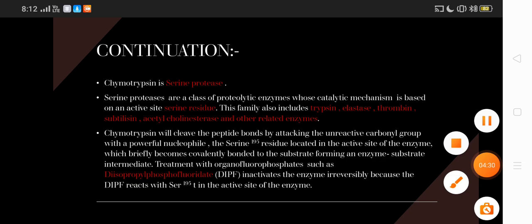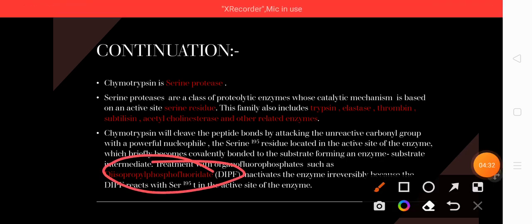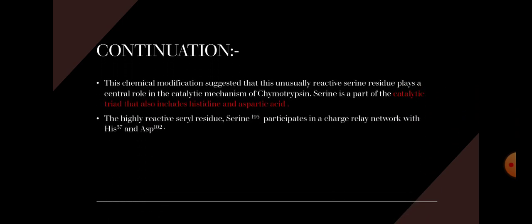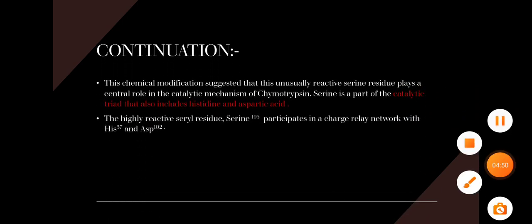And this simple observation suggests that the presence of serine 195 is very important for chymotrypsin, and not only chymotrypsin but any kind of serine protease to work. This serine protease also has a catalytic triad.